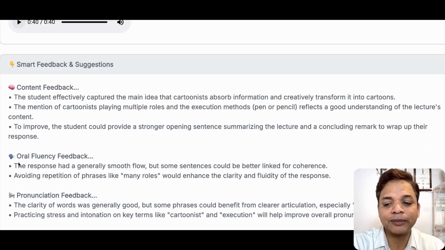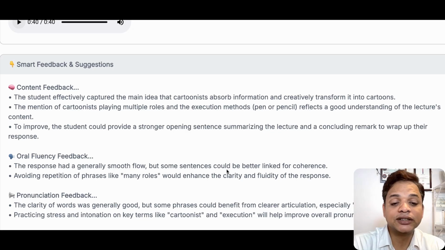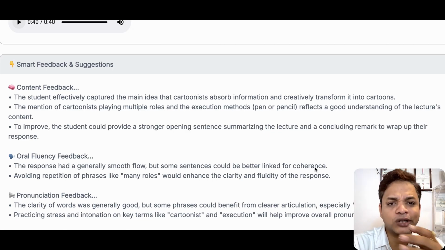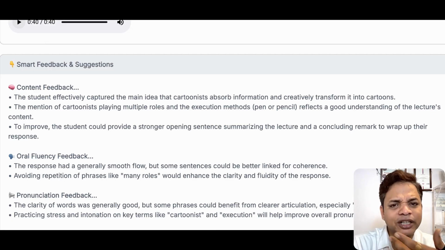Now, oral fluency feedback. The response had a generally smooth flow, but some sentences could be better linked for coherence. So this is okay. Coherence, you don't worry about. If you improve it, it is better, not a problem. Avoiding repetition: I said many roles twice. I think it is treating this like faking the fluency. That's what it is thinking. We should not repeat it, right? So that's not a problem.